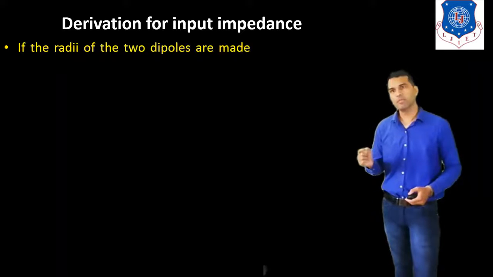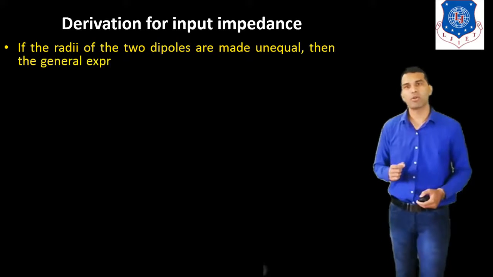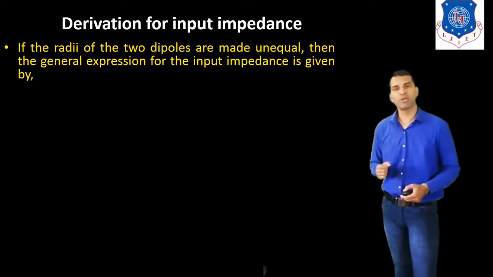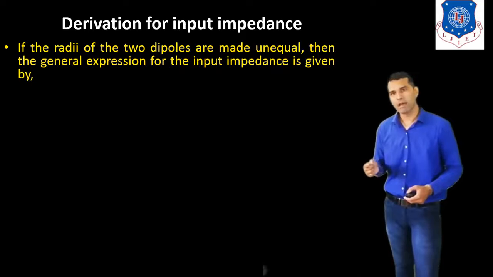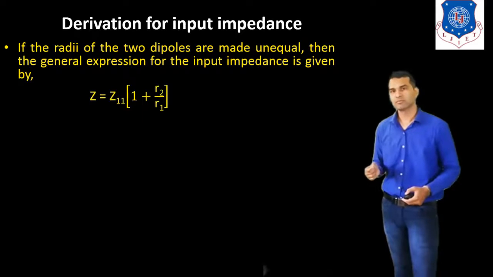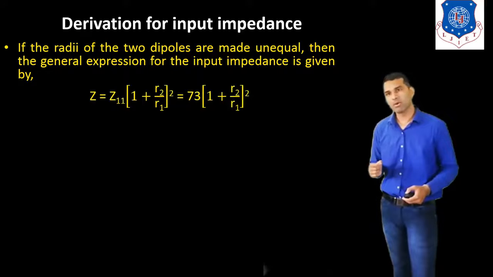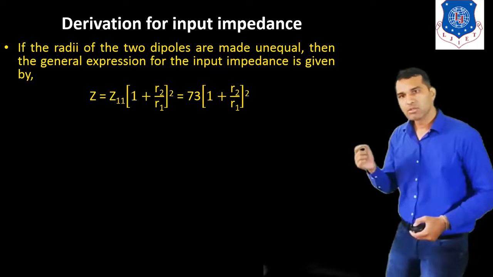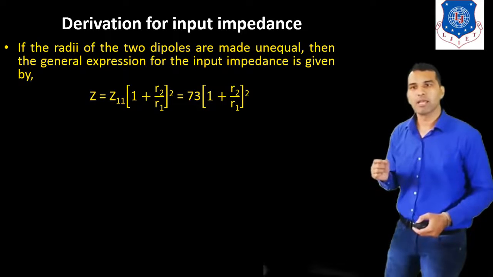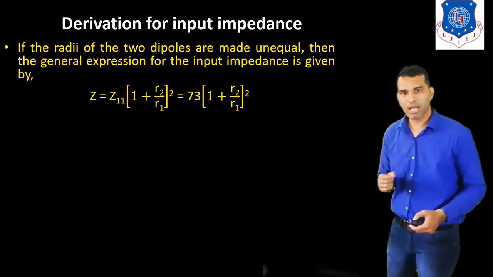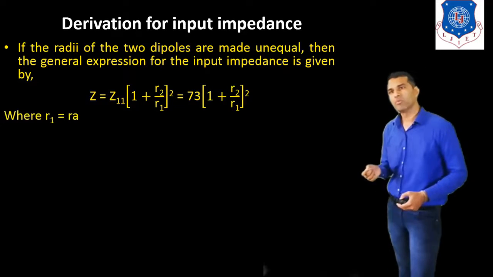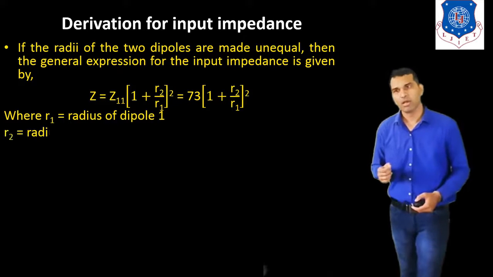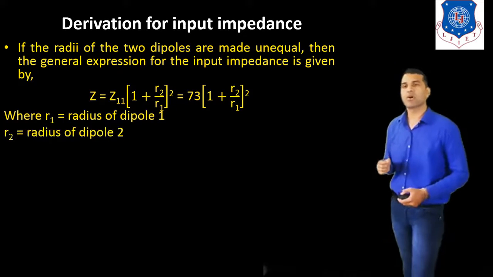Now, if the radii of the 2-wire dipole are made unequal, then the general expression for the input impedance is given by Z is equal to Z11 into (1 plus R2 upon R1) square. So we can write 73 into (1 plus R2 upon R1) square, where R1 indicates the radius of dipole 1 and R2 indicates the radius of dipole 2.